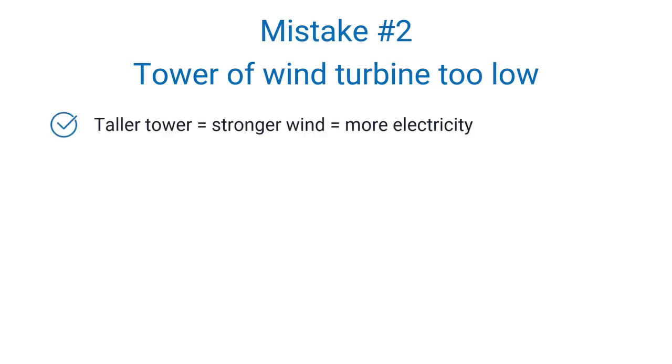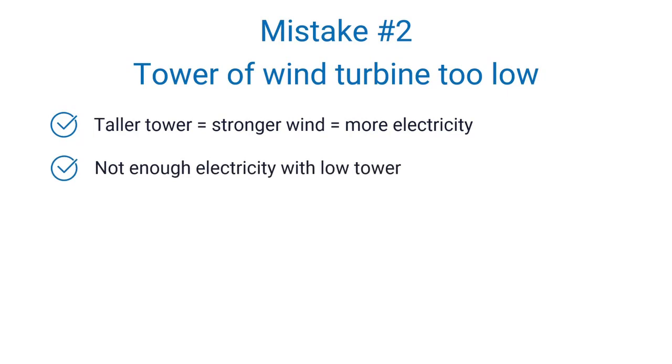So now let's talk about the next common mistake, and this is installing a tower which is too low. Well, the taller the tower, the higher the rotor above the ground. Therefore the wind gets stronger and the rotor can produce more electricity. So if the tower is too low, you might not produce the amount of electricity you want.